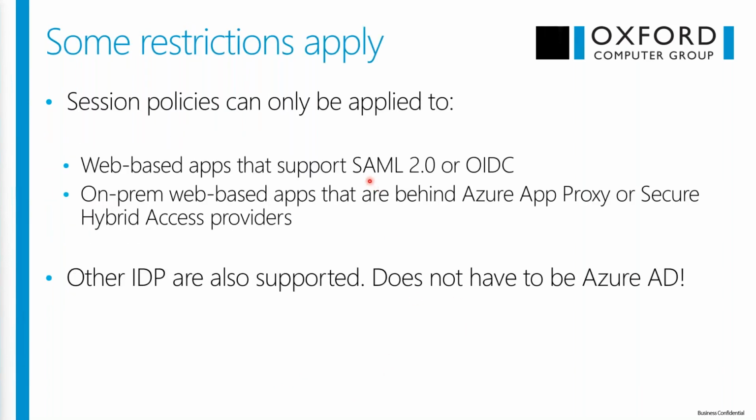Just some restrictions that may apply or that do apply when setting up applications. So this goes back to what I mentioned before. We have those 17 apps that have API connectivity. MCAS can protect any application using these session protocols. The caveat is they need to be web-based apps that support SAML 2.0 or OpenID Connect. And if they're on-prem applications, they are being reverse proxied by Azure App Proxy or the secure hybrid access providers that are part of the secure hybrid access ecosystem.